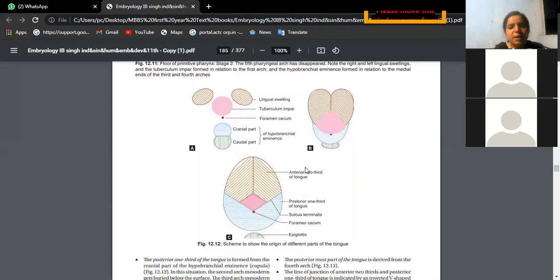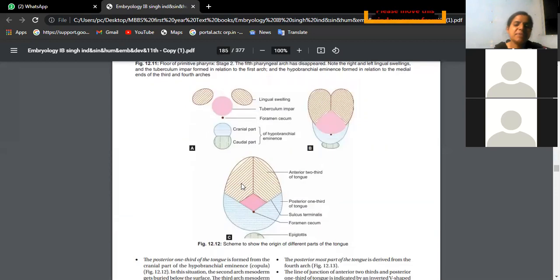Anterior two-thirds of the tongue is formed from where? Lingual swelling. The posterior part of the anterior two-thirds of the tongue is formed from the pink area, tuberculum impar. There you will have a hole, that is the foramen cecum. Sulcus terminalis, central area, foramen cecum, we have already studied in gross anatomy. Then posterior one-third of the tongue, where you have so much lymphoid tissue, no? That is developed from the cranial part of the hypobranchial eminence. From the caudal part, we have epiglottis. Okay?